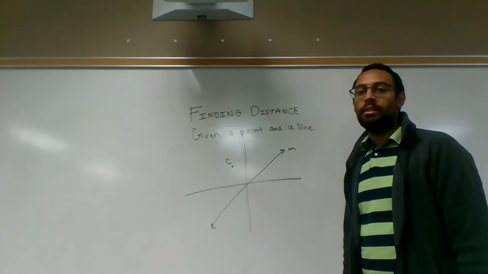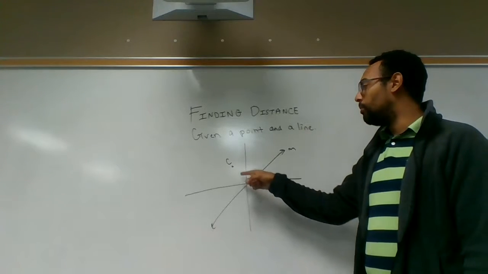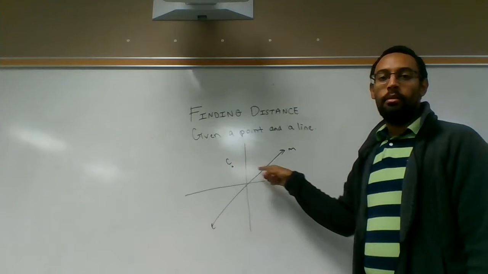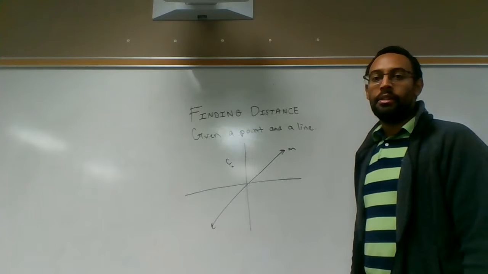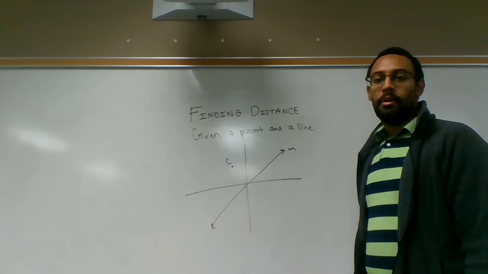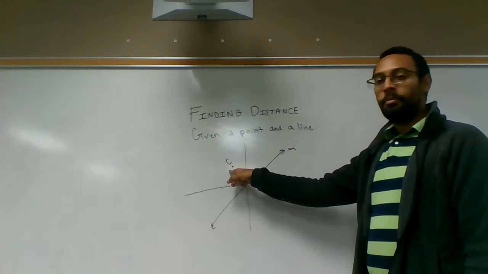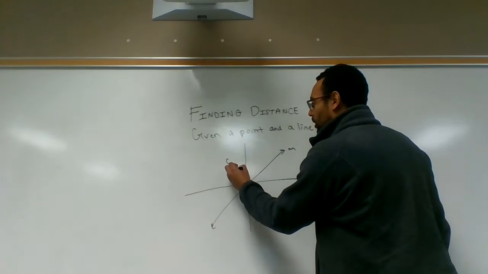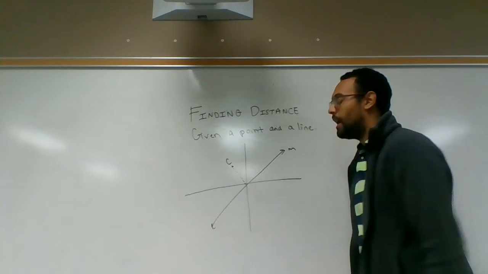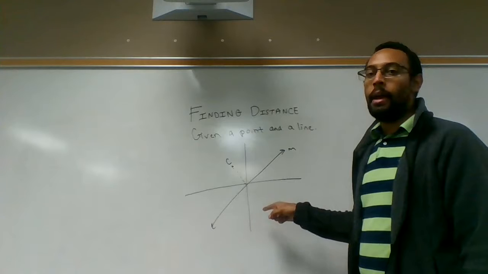But the situation where you will need some help is when your line is slanted in some way, shape, or form, and your point is offsetting the line. You would go about this kind of similar to finding the perpendicular bisector of a segment or of a line. So here we have line M, here's point C, and we want to find the distance. So we're going to need to find out how far it is and where this point C is perpendicular to line M.